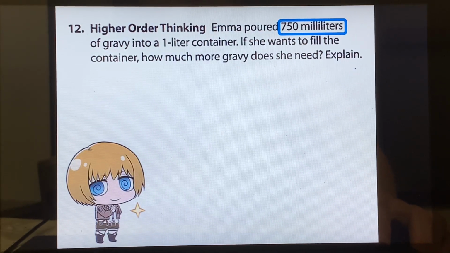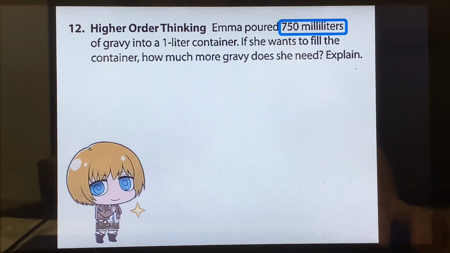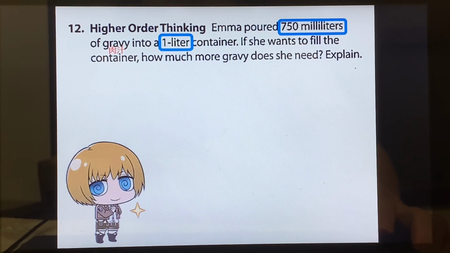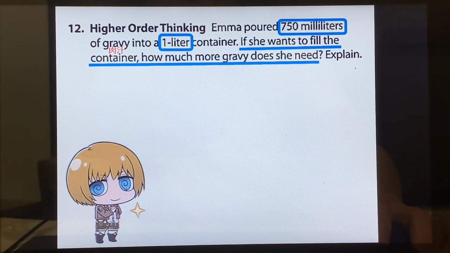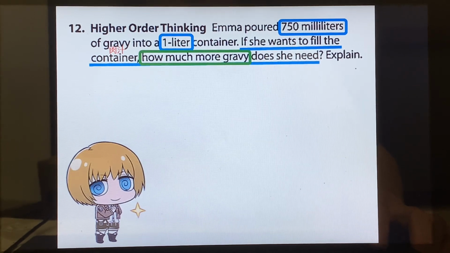Emma poured 750 milliliters of gravy into a 1-liter container. If she wants to fill the container, how much more gravy does she need? How much more gravy does she need?